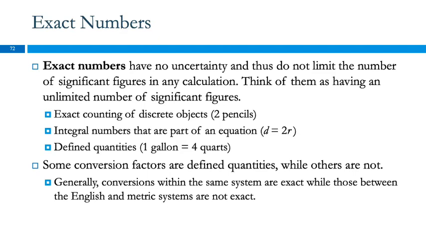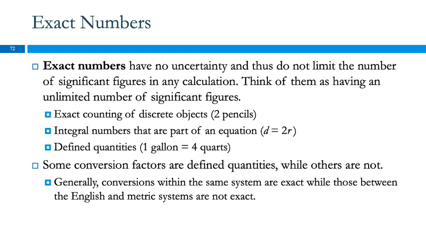That would be exact. If I'm going to use a number like 2 pencils in a calculation, that is not going to contribute to any error or uncertainty in the end result. And so we just don't even have to consider it. Another way to think of it is we could say that it has an infinite number of significant figures. So I could write 2.0000000. I could just say 0 the rest of the day. And that would be true because it's exact. So counting of discrete objects.